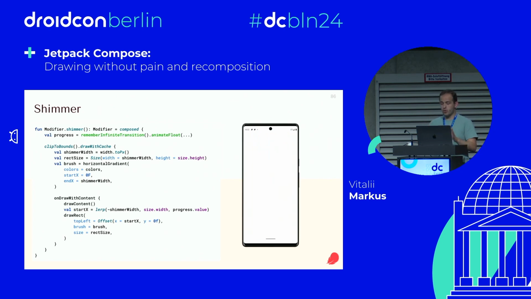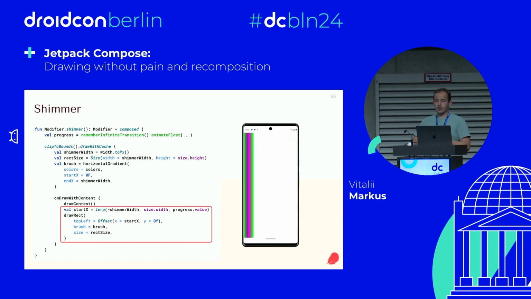So let's use drawing. We create a custom modifier and run an endless progress animation that changes the value from 0 to 1. This value represents the position of our stripe. Since we aim for a more optimized version, we'll use the draw with cache modifier. Inside it, we create a gradient brush and draw a rectangle over the content with the specified coordinates, sizes, and brush. For testing, I used purple and green colors for the gradient to make it more visible. And if we run the animation, we see what is shown on the screenshot.